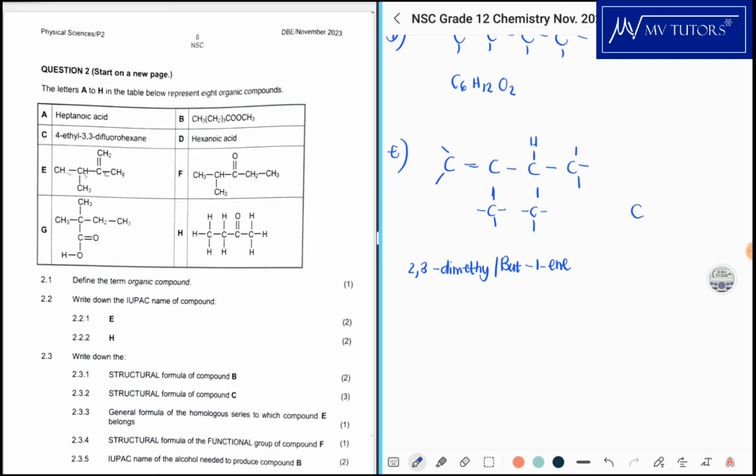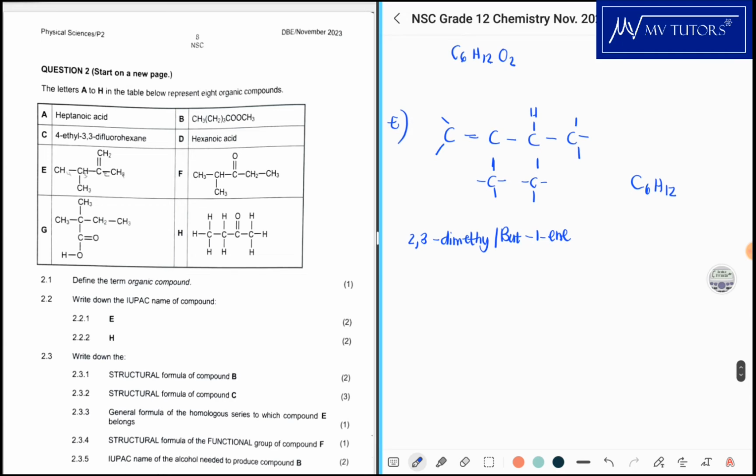How many carbons? I have 1, 2, 3, 4, 5, 6. How many hydrogens? 1, 2, 3, 4, 5, 6, 7, 8, 9, 10, 11, 12. All right, that's just it. Yes, it is, because it is an alkene, so CnH2n.